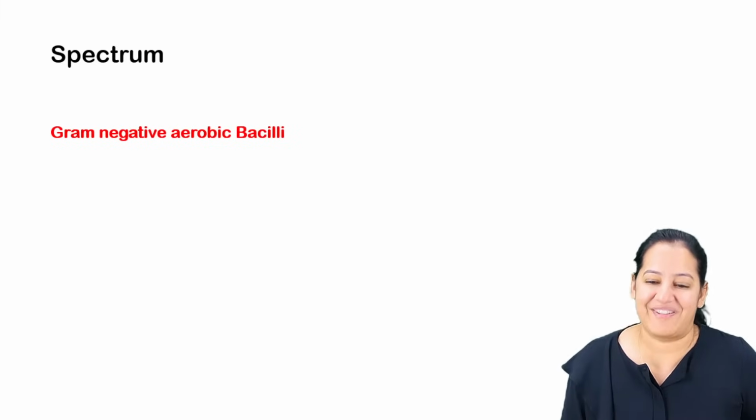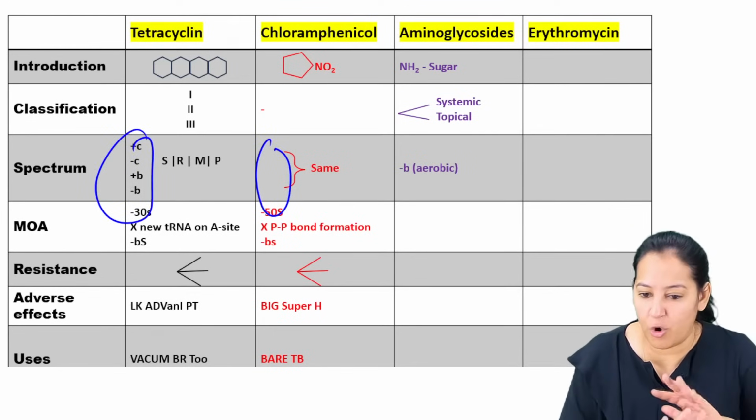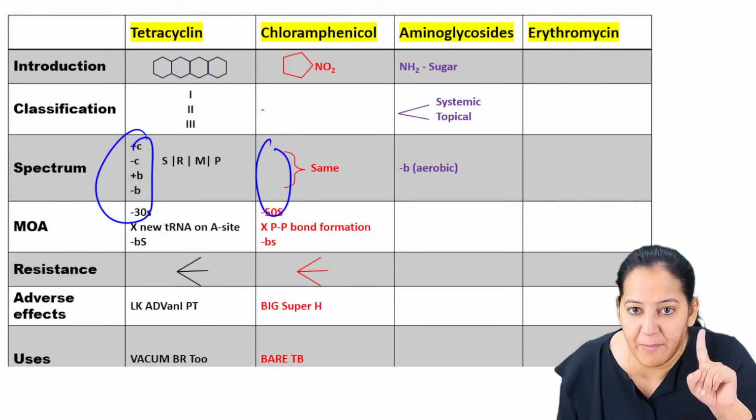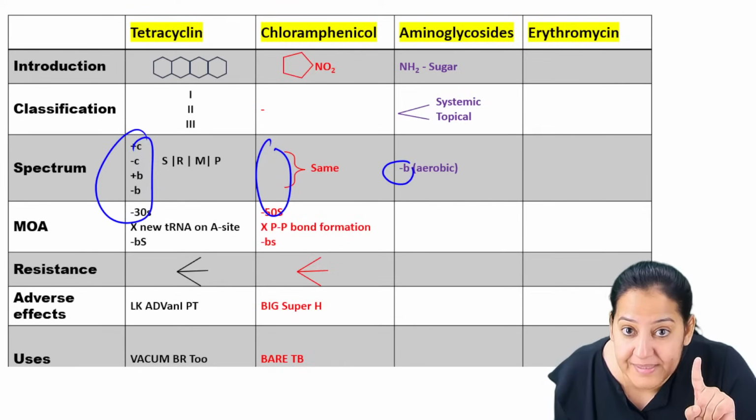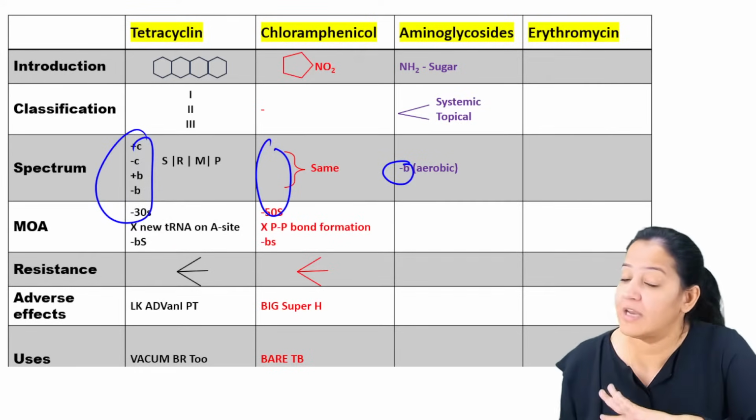Coming to the spectrum. The earlier one was broad spectrum, acting on all four. This is narrow spectrum, only on one: gram-negative bacilli. Only on gram-negative bacilli, none of the cocci.